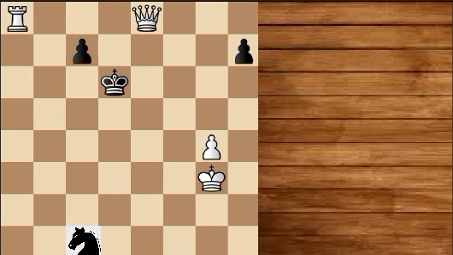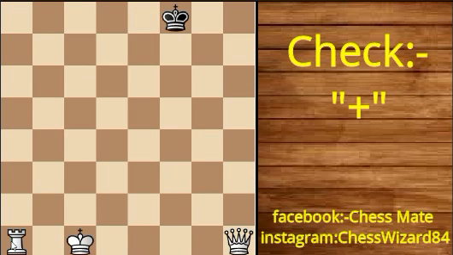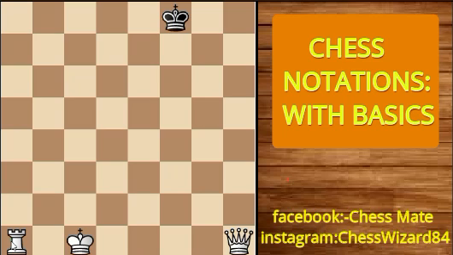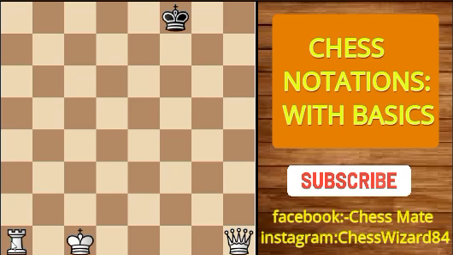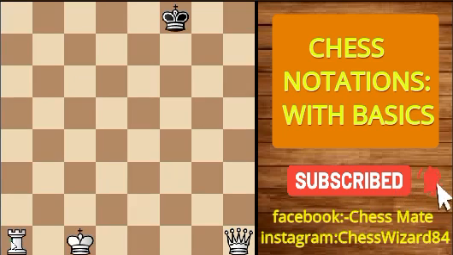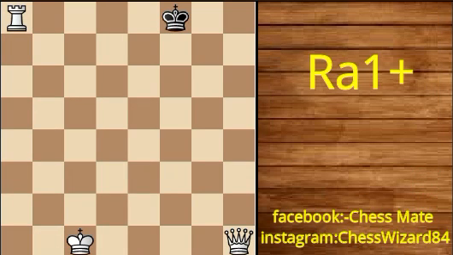Alright, now let's look at the symbol for a check. For a move that places the opponent's king in check, we generally use this plus symbol at the end. Here's an example. In this position, if white checks the black king with his rook, then we can simply write it as R for the rook, followed by a 1, followed by this plus sign which signifies a check.